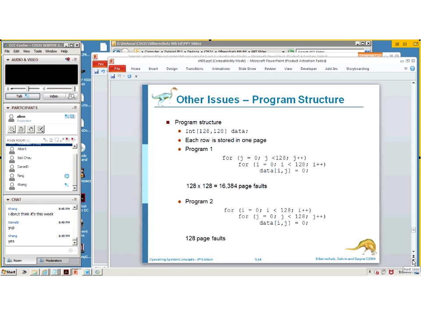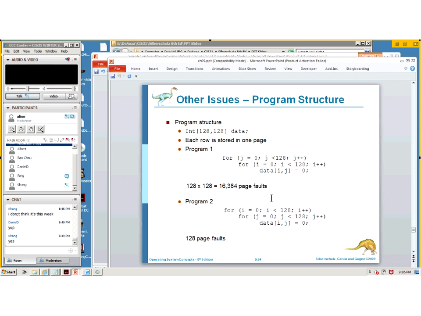And I guess the last issue, well, how do you design your programs, right? If each row is stored in one page, and that were the case, you would have 16,000 page faults, apparently, for this program. Whereas if you designed your program this way, you would have 128 page faults.